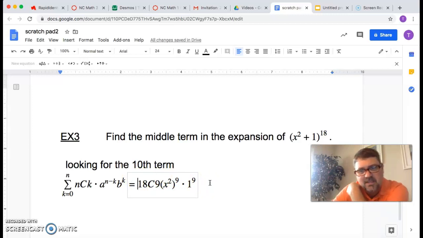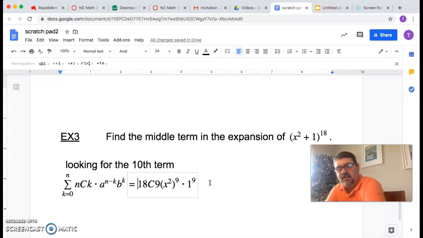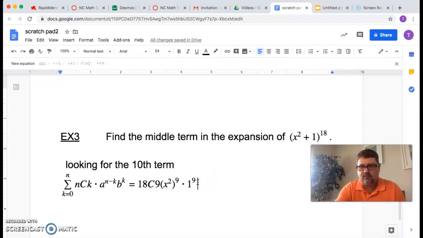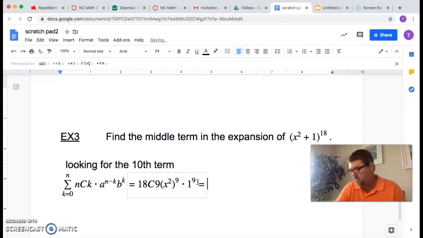Okay, so there's the calculation we need to do. Now, when I started working on this, I thought of another way to see it. But that's one way to do it, and let's just finish this calculation. I've already calculated 18 choose 9. It turns out that it's 48,620. And then we're going to get x to the 18th. That's the term we're looking for, and obviously 1 to the 9 is 1. So this is what we wanted.